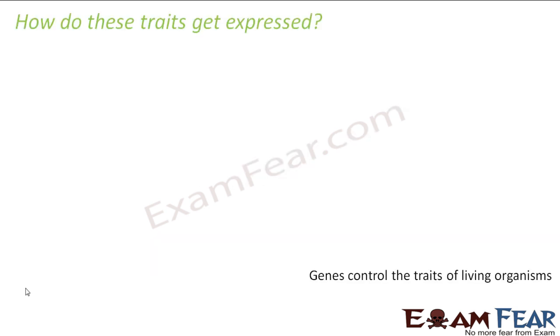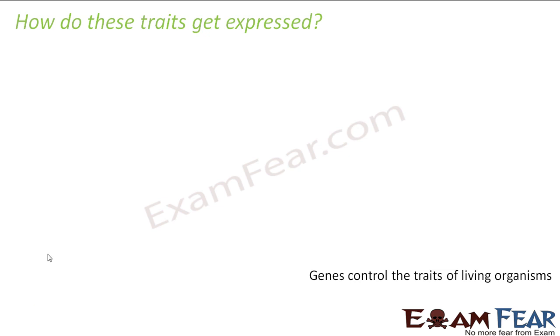Now that we have got an idea about how the traits get passed on from one generation to another, the question is, how do these traits get expressed? I mean, what actually happens inside the body of a living organism? Here I just showed you by the calculative method what will happen if this kind of organism is bred with this kind of organism. So what will be the type of offspring? Now the question is how they actually get expressed in an organism.